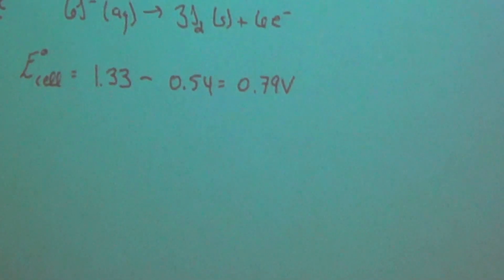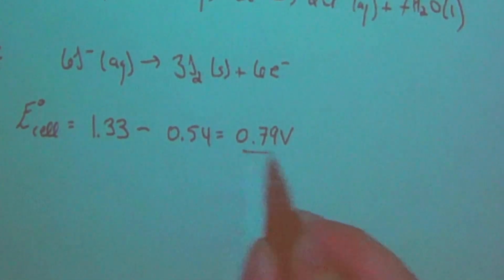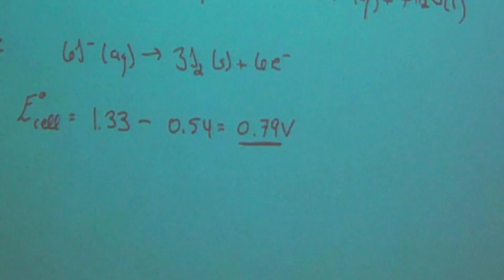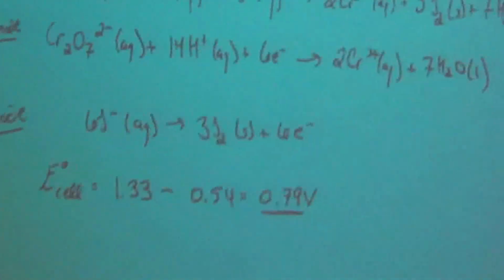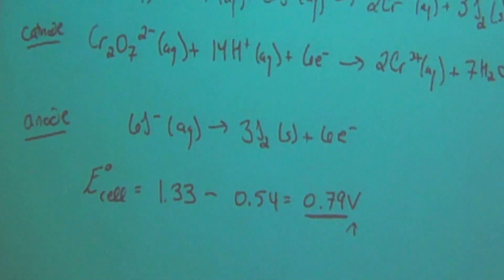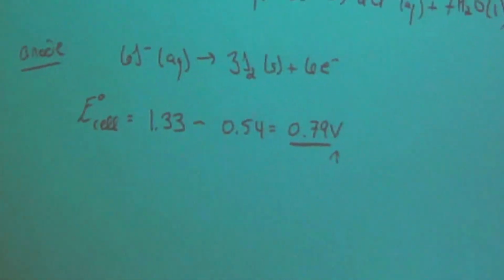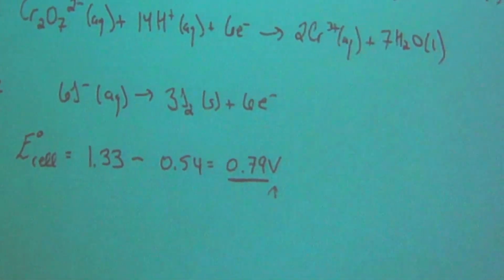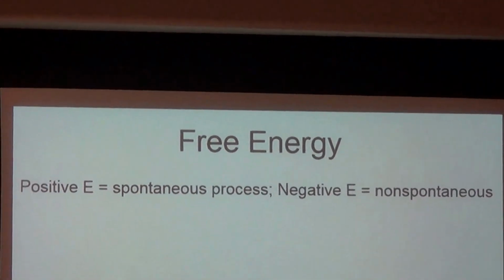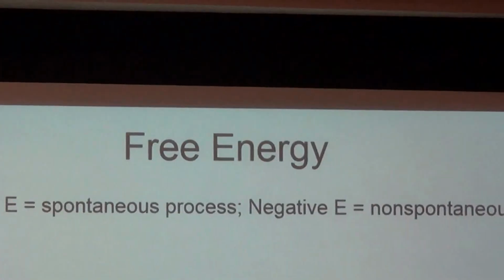Okay? So our standard cell potential in this case, and again, standard cell potential is assuming that everything's 1 molar, that we're at 25 degrees Celsius, that everything's under 1 atmosphere of pressure, is 0.79 volts. Our units here are volts. All right, sweet. Now we got one more place to go with this. We got one more place to take this, and then we'll be done for electrochemistry.